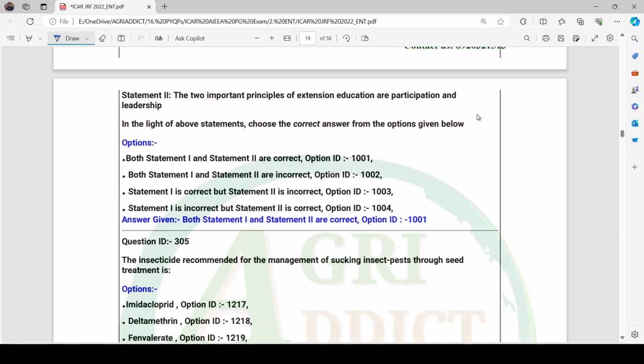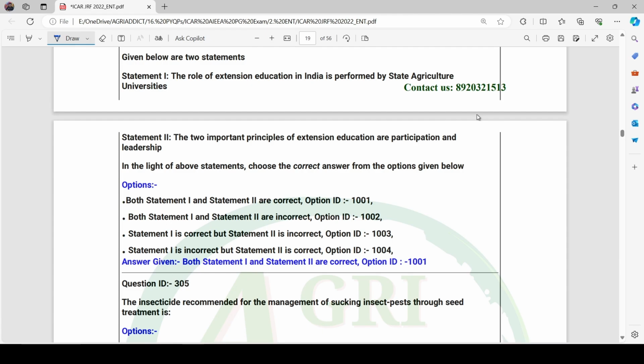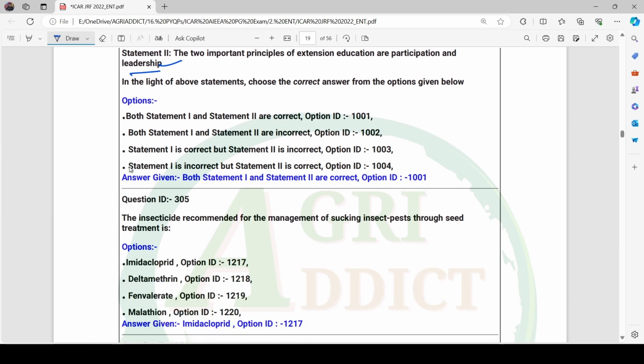The next question is from extension education. That is, the role of extension education in India is performed by state agriculture universities. Yes, SAUs are very important. SAUs are for spreading extension education in our country. And statement 2 is the two important principles of extension education are participation and leadership. Yes, these are the two most important principles of extension education. So both the statements are correct.